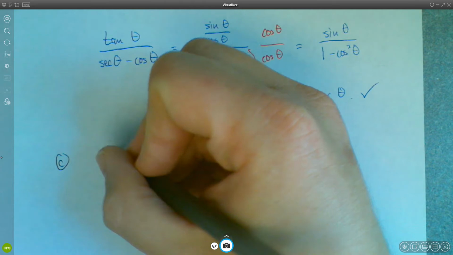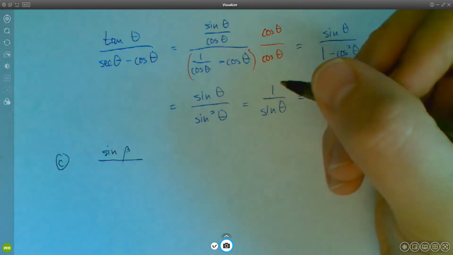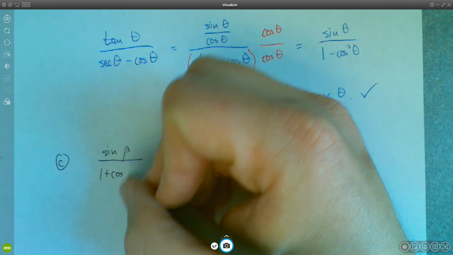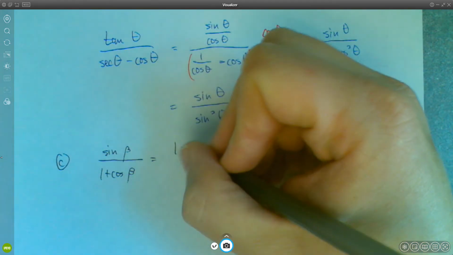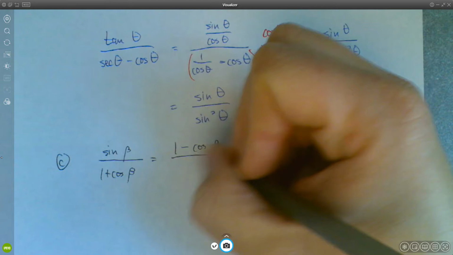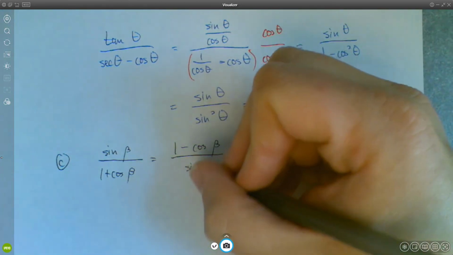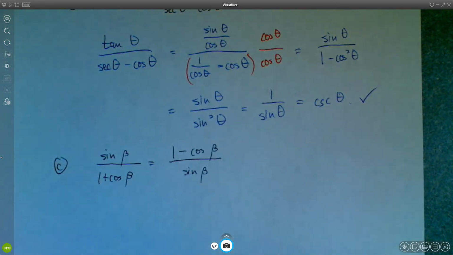So let's do sine beta over 1 plus cosine beta equals 1 minus cosine beta over sine beta. Oh, that's interesting. That's an interesting one. They're very similar looking. But it's almost like when you flip it over, you've got to change the sign from addition to subtraction. Well, not almost. That's exactly what's going on. It's kind of interesting, though. So this one, go ahead and give the video a pause and see if you can work it out.